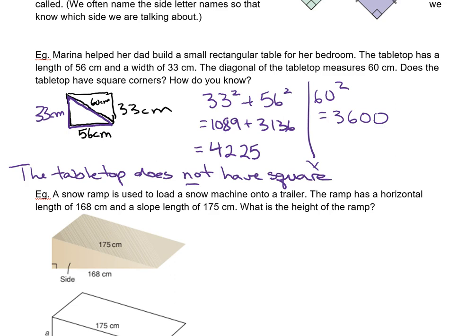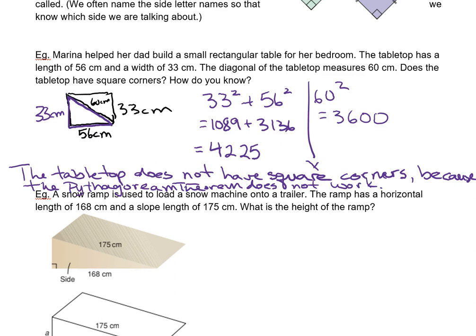So that means they're not 90-degree angles. You could say because the Pythagorean theorem doesn't work, they're not a Pythagorean triple, because when you add up the squares of the legs, it doesn't equal the square of the diagonal. However you want to describe it. I'm going to write the Pythagorean theorem does not work. Okay, and there's your answer.